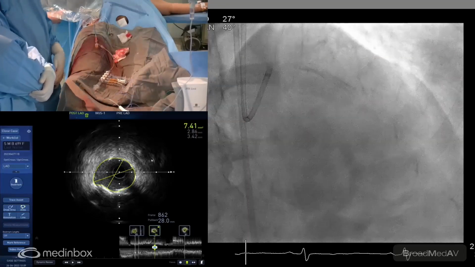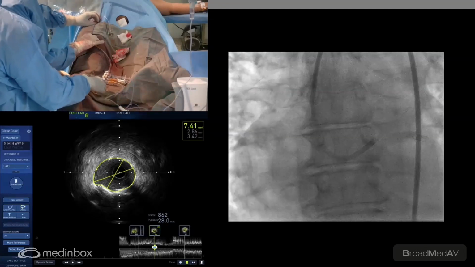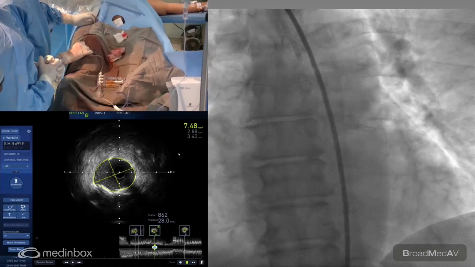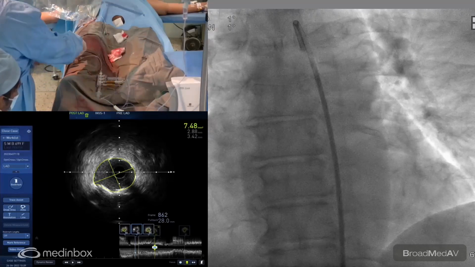It was relatively a simpler case, but I just wanted to show a good case of debulking with IVUS imaging.